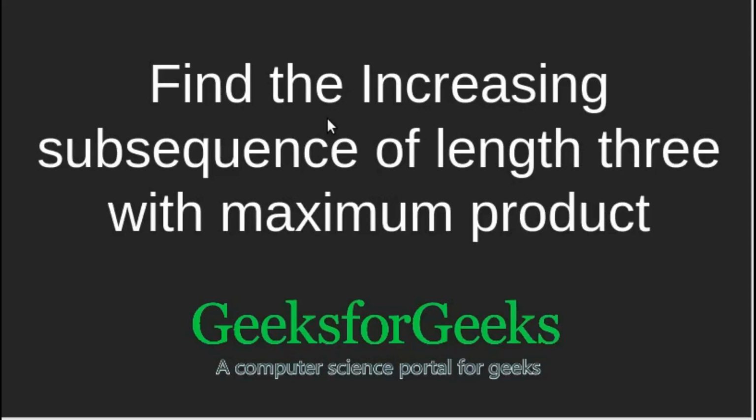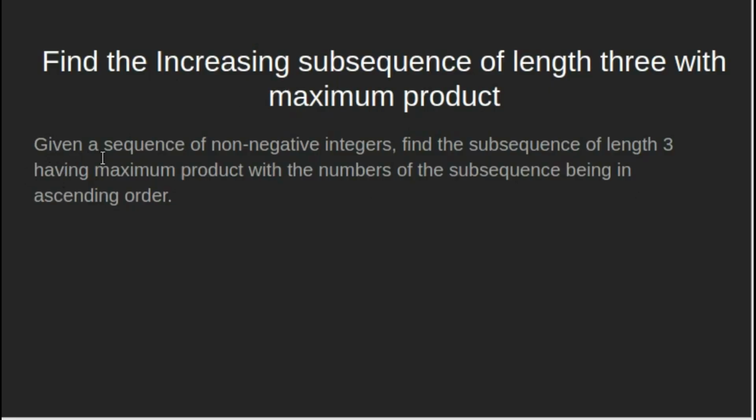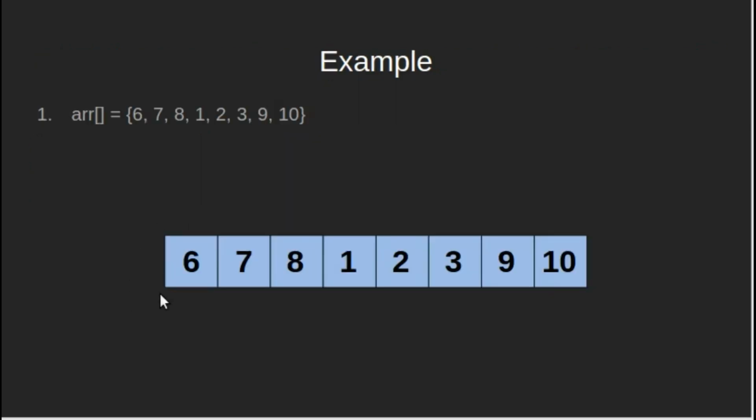In this tutorial, we will be looking at how to find the increasing subsequence of length 3 with maximum product. We will be given a sequence of non-negative integers. Find the subsequence of length 3 having maximum product with the numbers of the subsequence being in ascending order. Let's look at an example. If the input array is this, our output should be 8, 9 and 10.